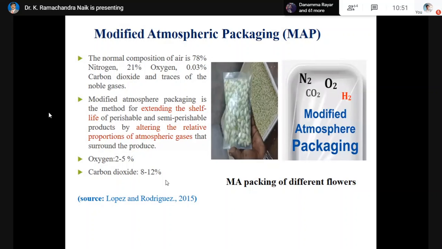But in case of modified atmospheric packaging, initially this composition is maintained, but later on it gets modified. If we flush a gas containing 2.4% oxygen, because it is in polyethylene, it gets modified because of the respiration activity of the flower, or because of modified chemical sachets kept at the bottom. Because of either the sachets or the respiration process of the commodity kept there, the internal composition of oxygen and carbon dioxide gets modified in modified atmospheric packaging.